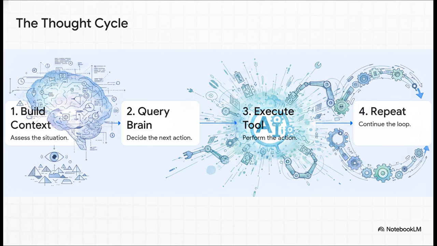First, it builds context. It figures out what's going on. Second, it queries its brain, the AI model, for the next logical step. Third, it executes whatever tool it needs to. And fourth, it just repeats. It's this continuous cycle of autonomous thought.